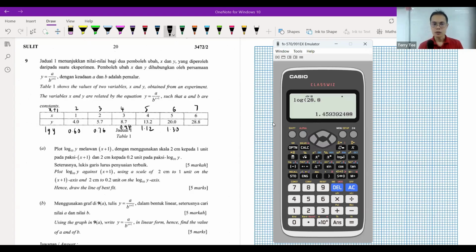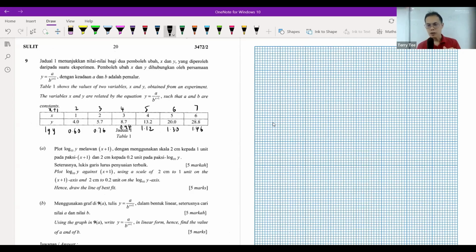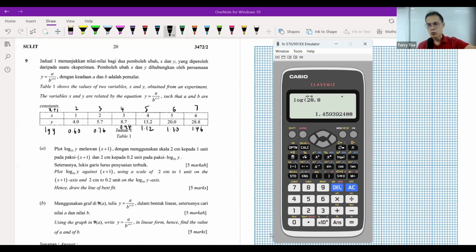1.46. So what you need to do next is to use your calculator, it will be better, to estimate the gradient and y-intercept before we get started with the graph. You press mode, go to number 6 for statistics, press number 2, y equals a plus bx. This is the linear law form, straight line form. Your x starts with 2, 3, 4, 5, 6, 7. Your y starts from 0.6, 0.76.